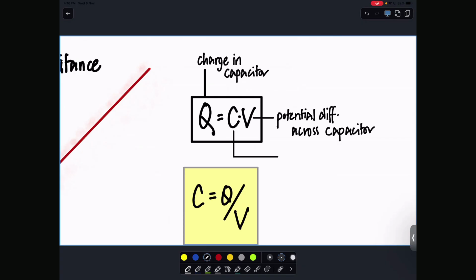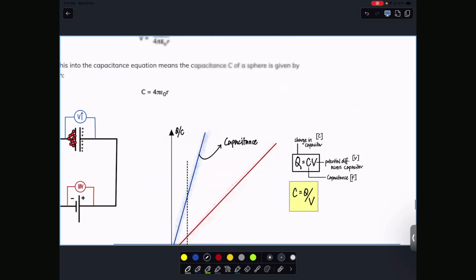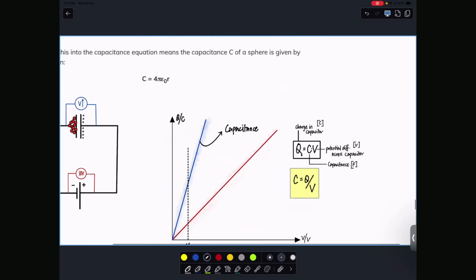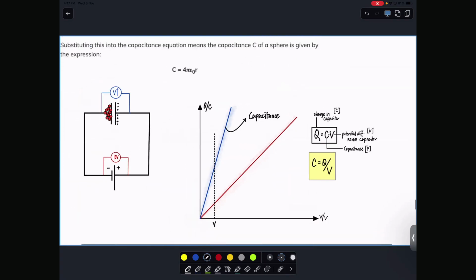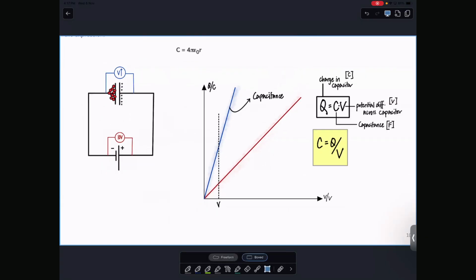So let's take capacitance. What's the unit for capacitance? Farad. And of course coulomb per volt, but it has its own name. And this is potential difference V and charge is in coulomb. So this is the equation that dictates how a capacitor circuit behaves. Q equals CV. This is our first equation.